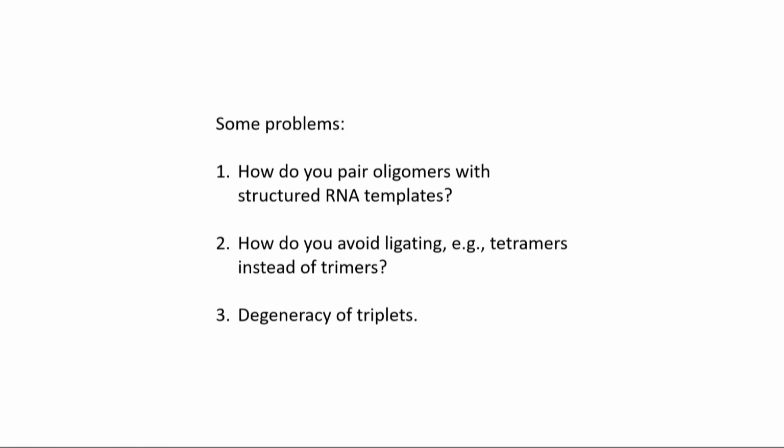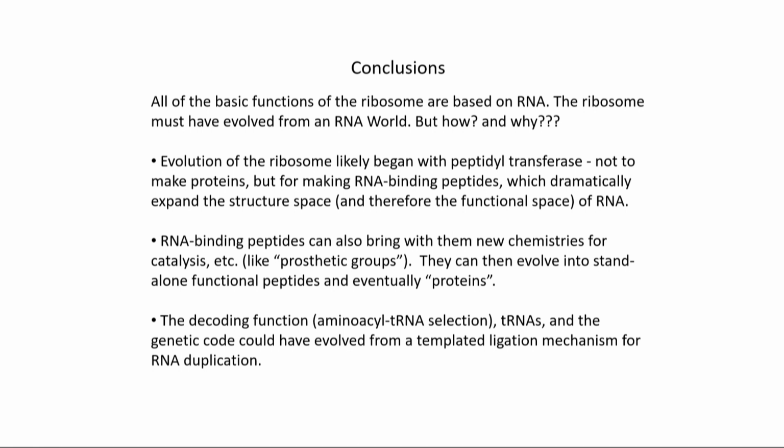There are problems, of course, and I'll gloss over those, and leave you with the conclusions. All of the basic functions of the ribosome are based on RNA. The ribosome must have evolved from an RNA world, but how and why? Evolution of the ribosome likely began with peptidyltransferase. RNA-binding peptides can bring with them the ability to change the structures of RNAs and enlarge the structure space and functional space of RNAs. And finally, the decoding function may have evolved from an RNA world polymerase. Thank you.